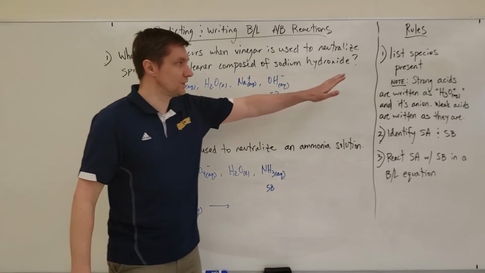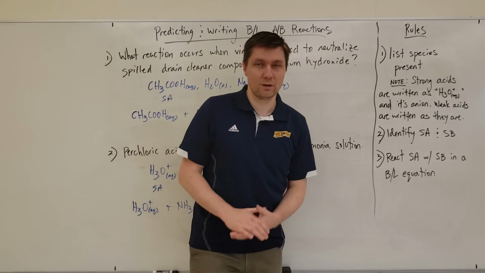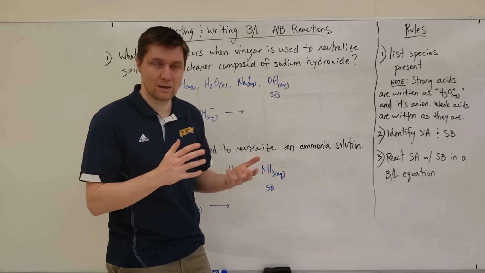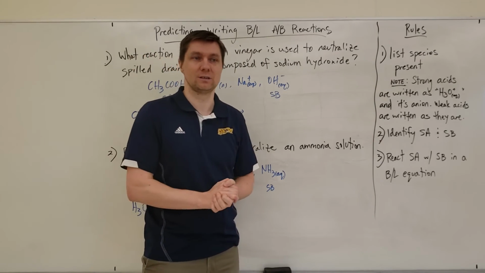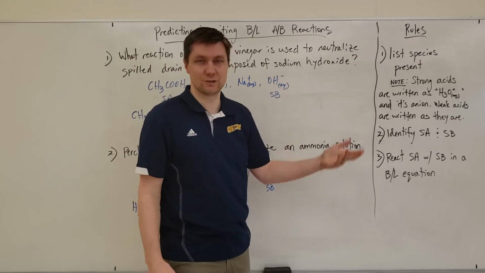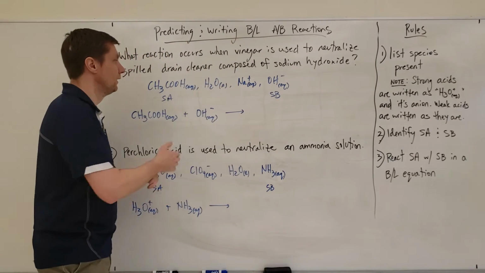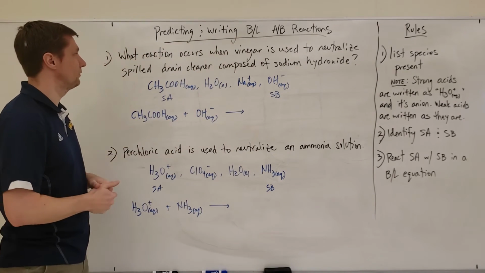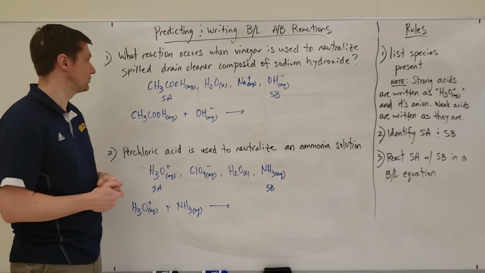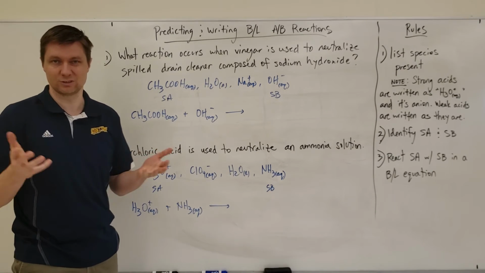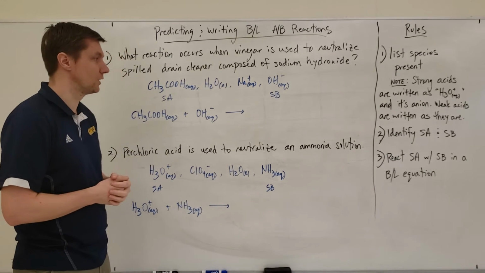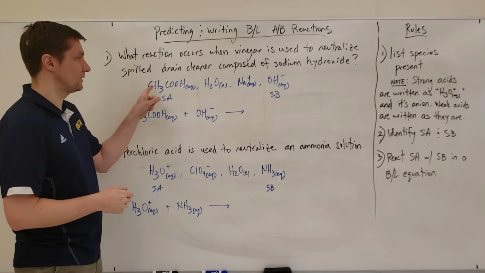So here are the rules that I've listed for you in order to be able to write and predict these Bronsted-Lowry equations. The first one is simply to list the species present. Here's my first problem: what reaction occurs when vinegar is used to neutralize spilled drain cleaner, which is composed of sodium hydroxide? I'm just going to list out the species present.